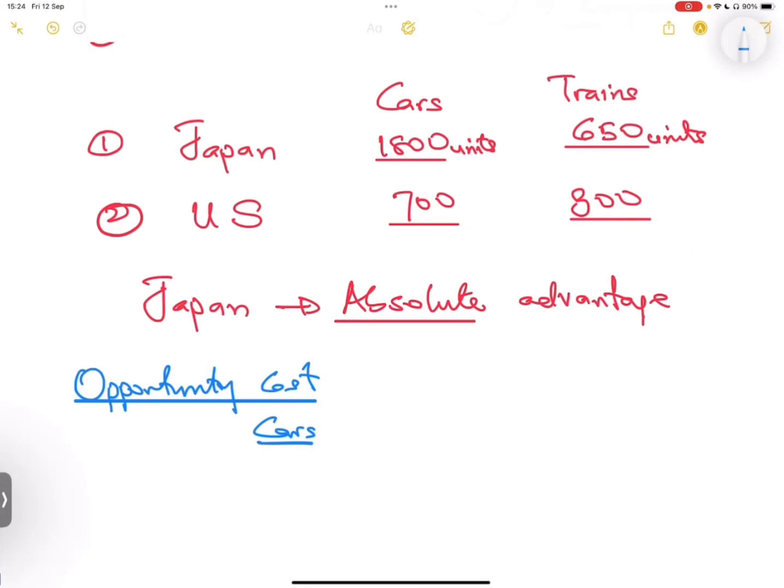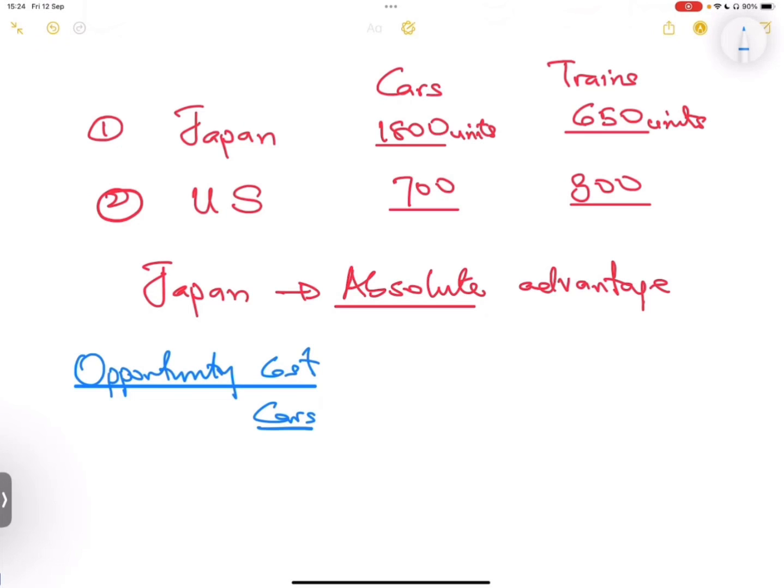So for you to know that, you need to find out what is the opportunity cost of Japan deciding to produce cars alone or trains alone. And what's the opportunity cost of US saying they want to produce cars alone or trains alone? Please pay attention. So let's take, for instance, Japan. Let's find out where Japan is strong and where Japan is weak. Is it in production of cars or production of trains?